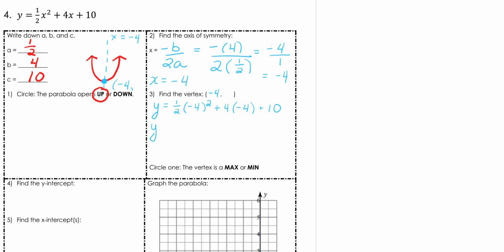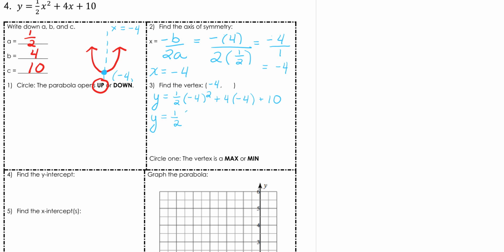y equals 1/2, and now let's go ahead and evaluate negative 4 squared. Negative 4 times negative 4 is 16 positive. So we're going to have here 1/2 times 16. And now positive 4 times a negative 4 is a negative 16. And then bring down the plus 10.